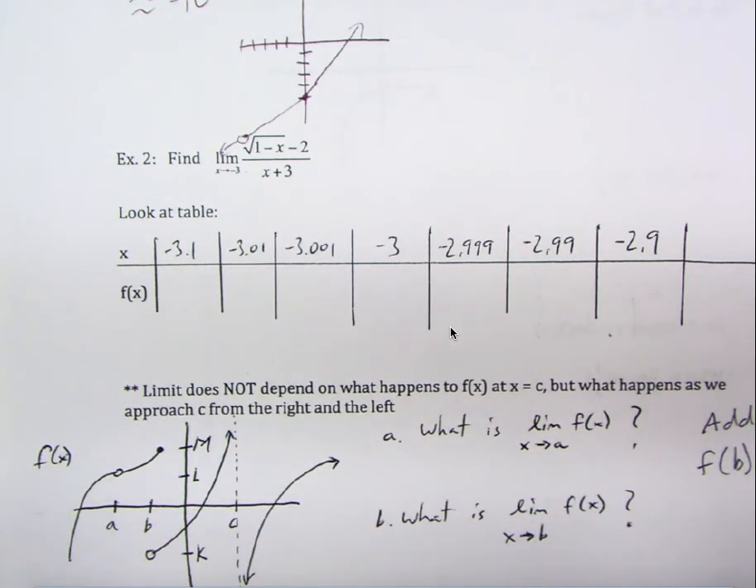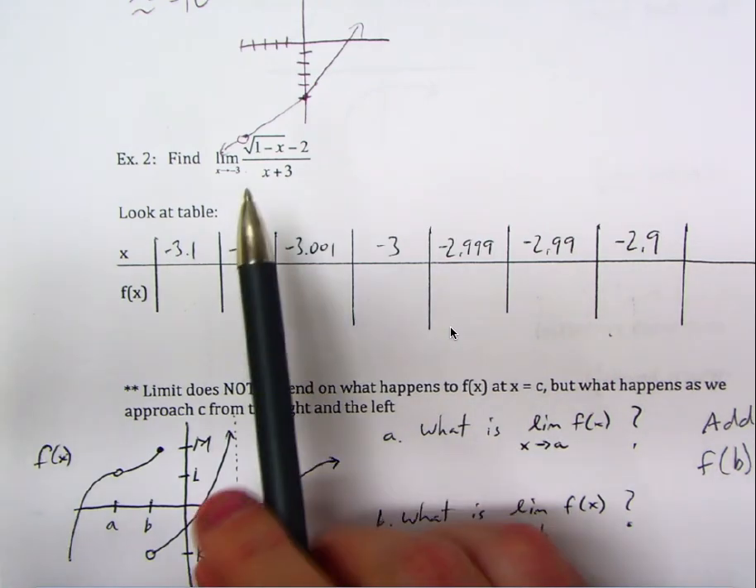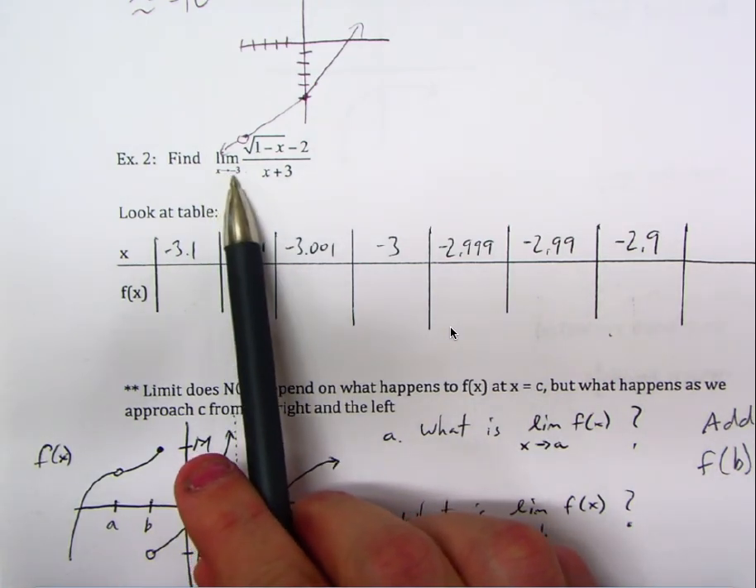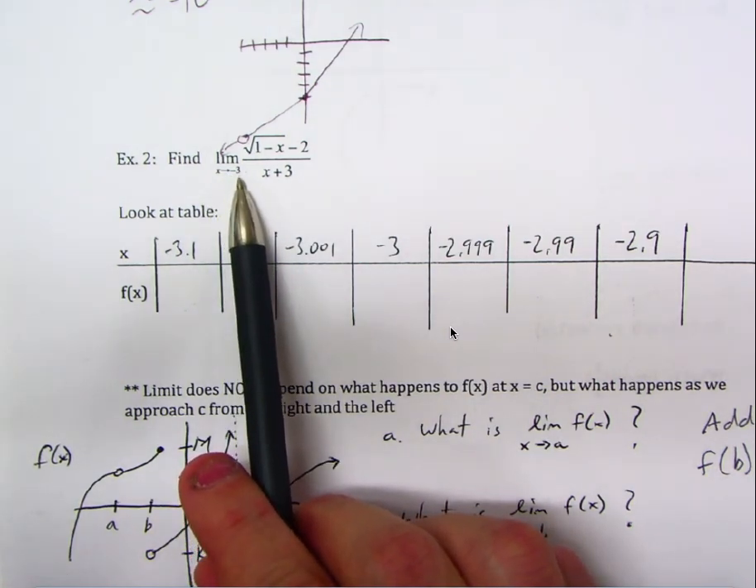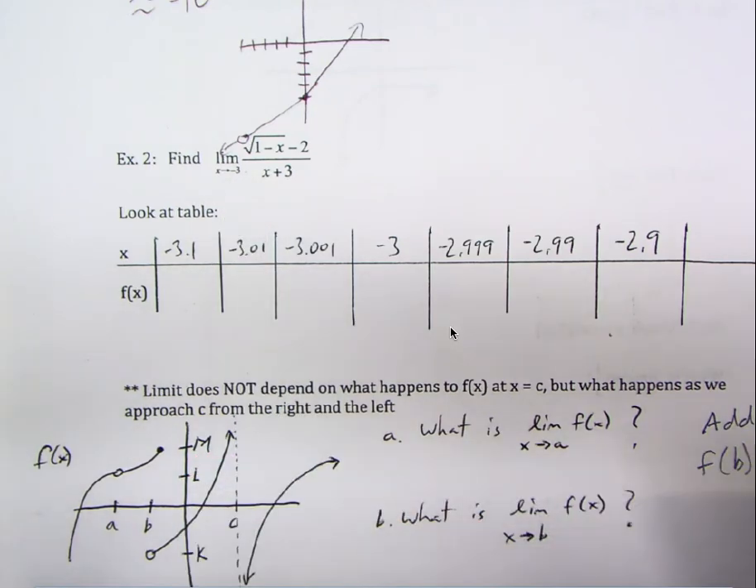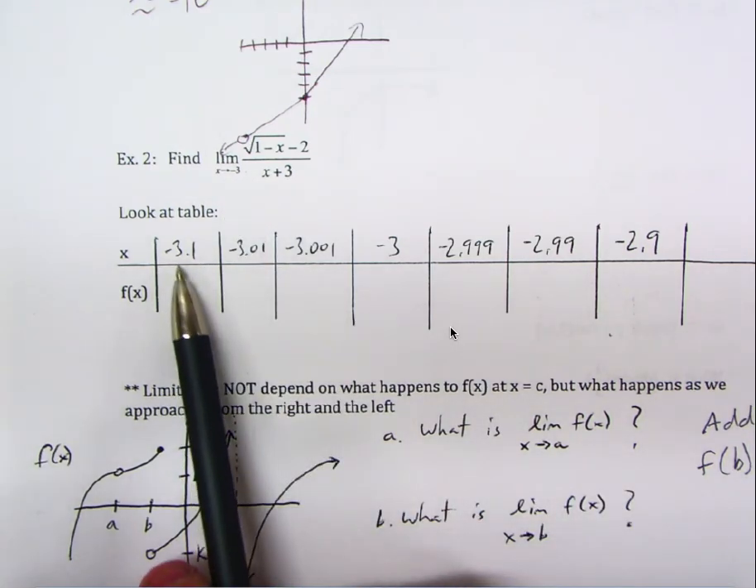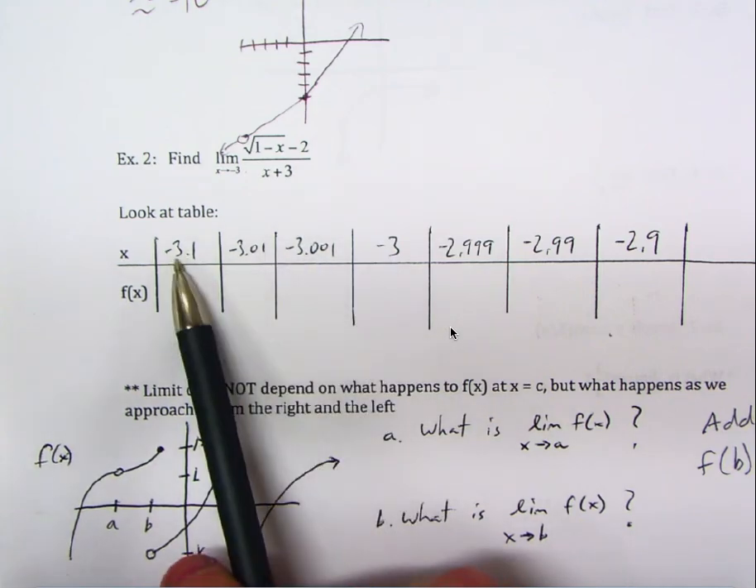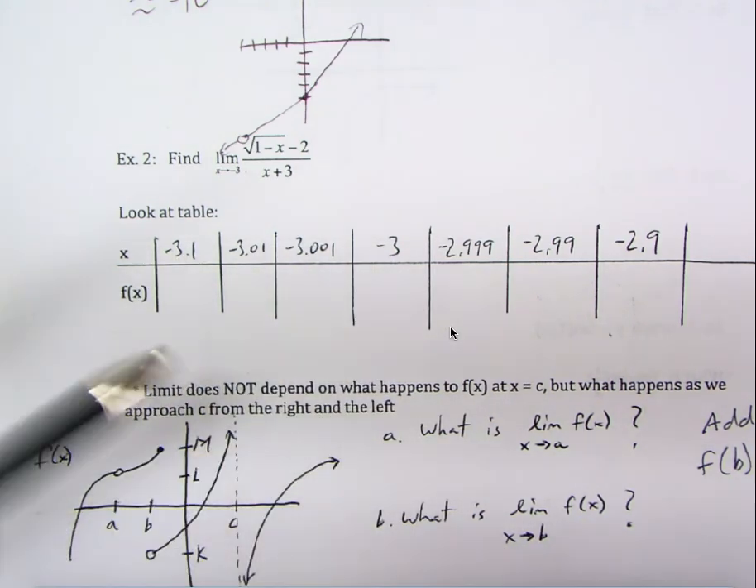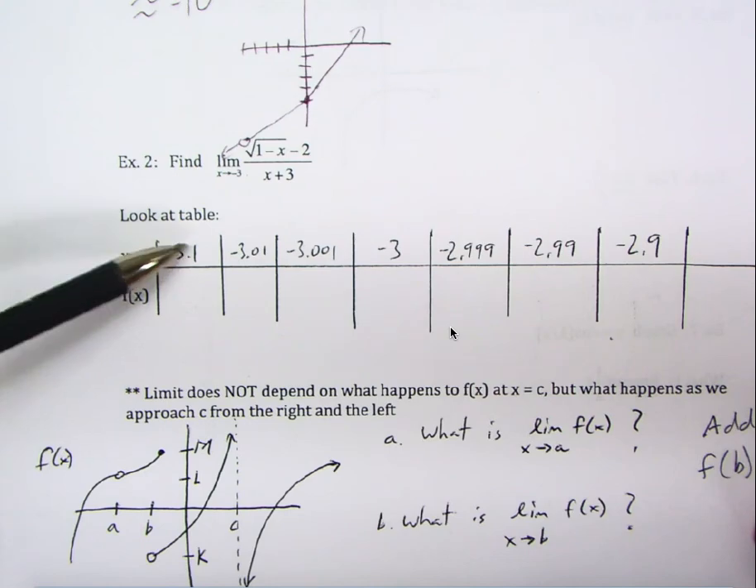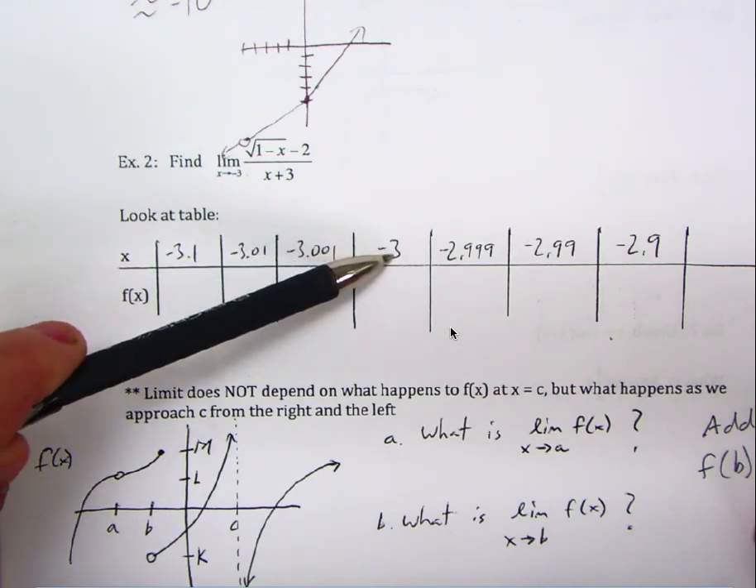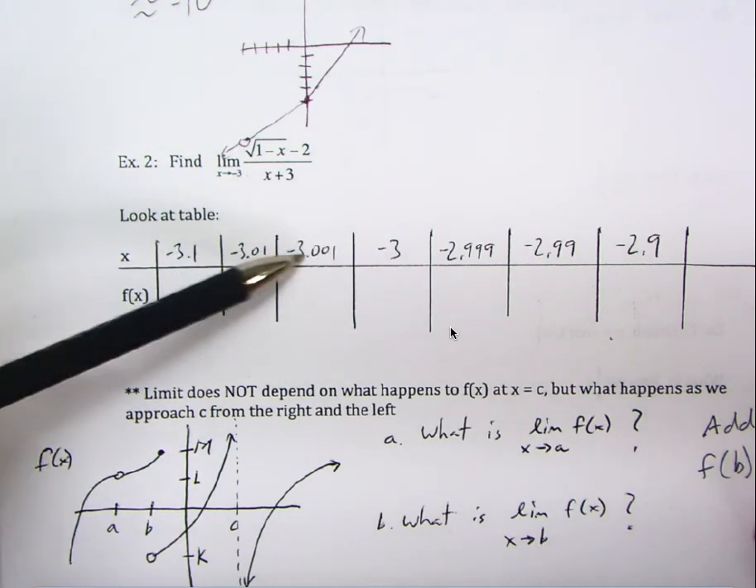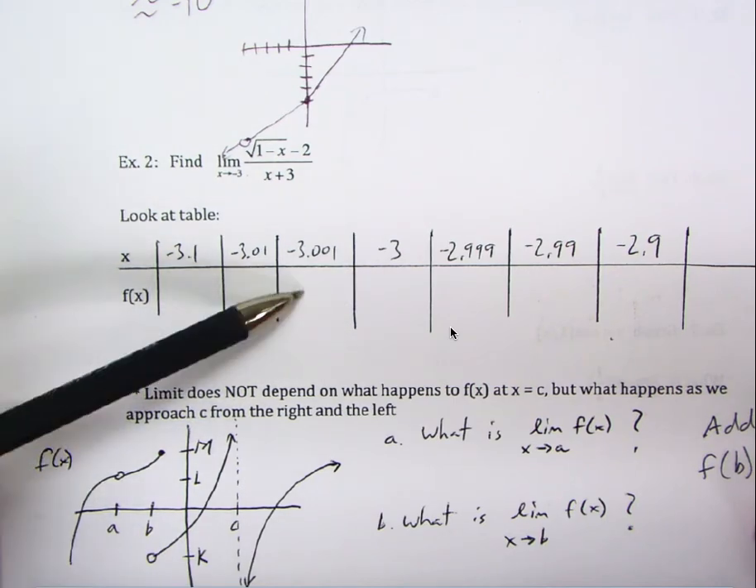So what we need to do is this. We need to think about what's happening as x approaches negative 3 from the left. Now when I say negative 3 from the left, that means from x values to the left of negative 3, so less than negative 3, and we're going to look at what's happening as x approaches negative 3. We're going to get values really close to negative 3, okay, and see what happens to the y value.